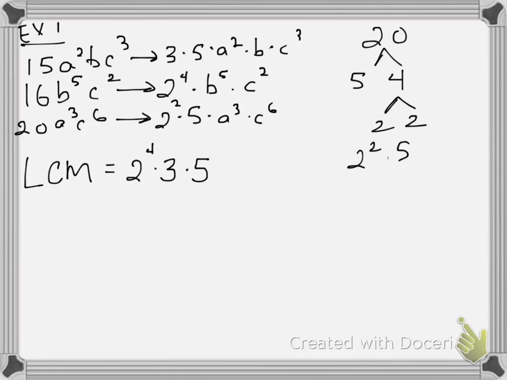Now I'll move on to my variables, starting with the alphabet. a cubed is my highest, so a to the 3rd power. Then b to the 5th power, and c to the 6th power. I'm taking all my highest values.